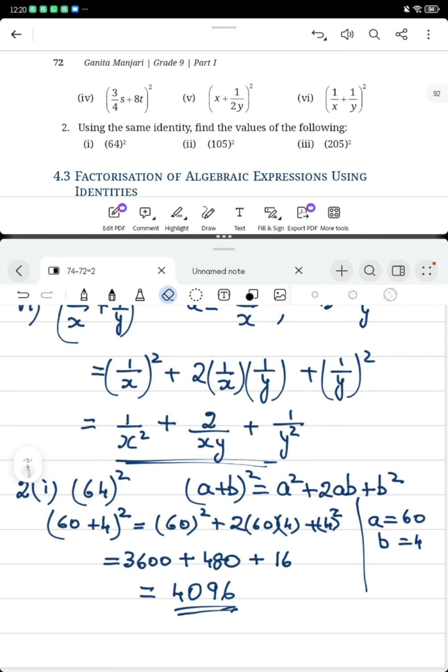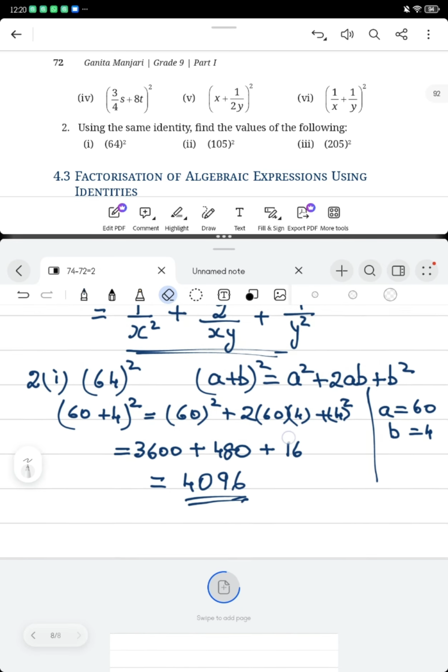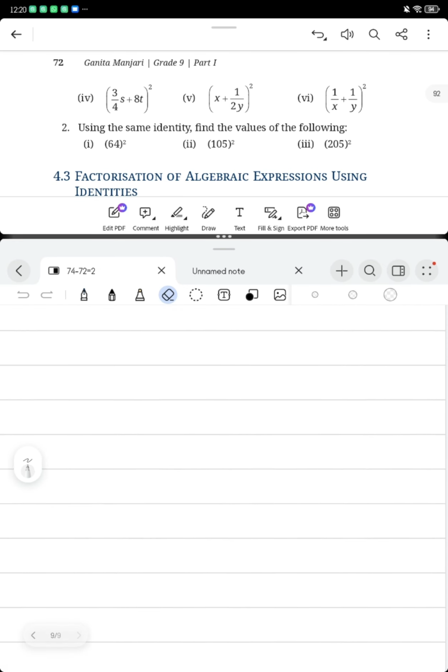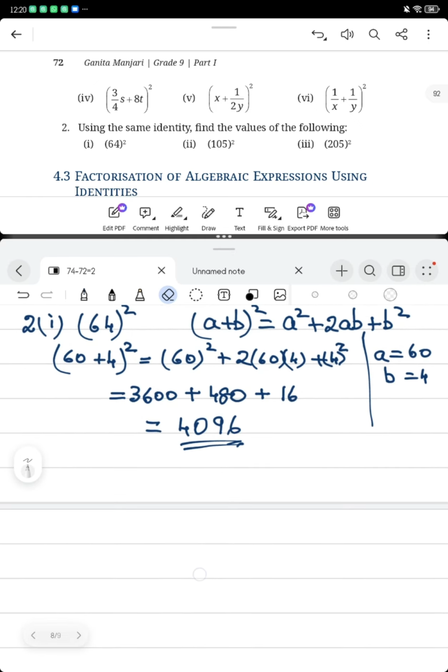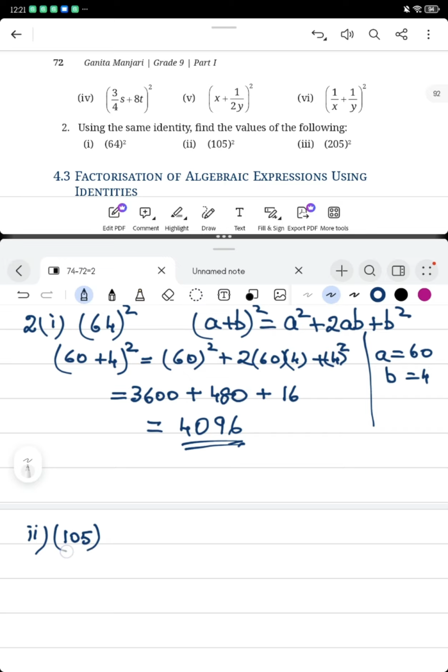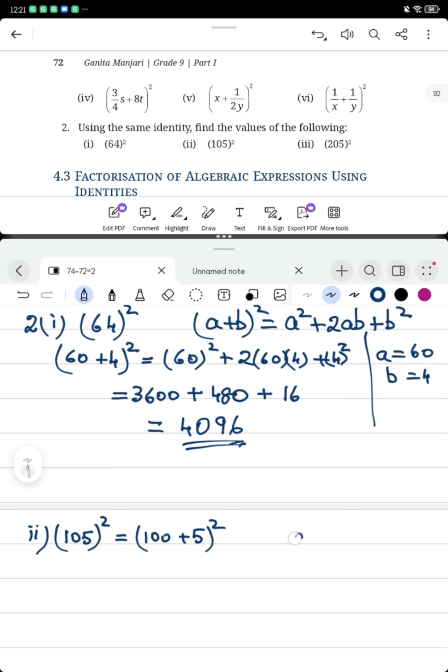Now we have finished the first subdivision of the second question. Now let us do the second subdivision of question number 2, which is given here as 105 square. So which is the nearest number, and we have to write it as a plus b, two numbers added together, and it should be nearest to 105. So obviously we can take this as (100 plus 5) whole square. So our a is 100 and our b is 5.